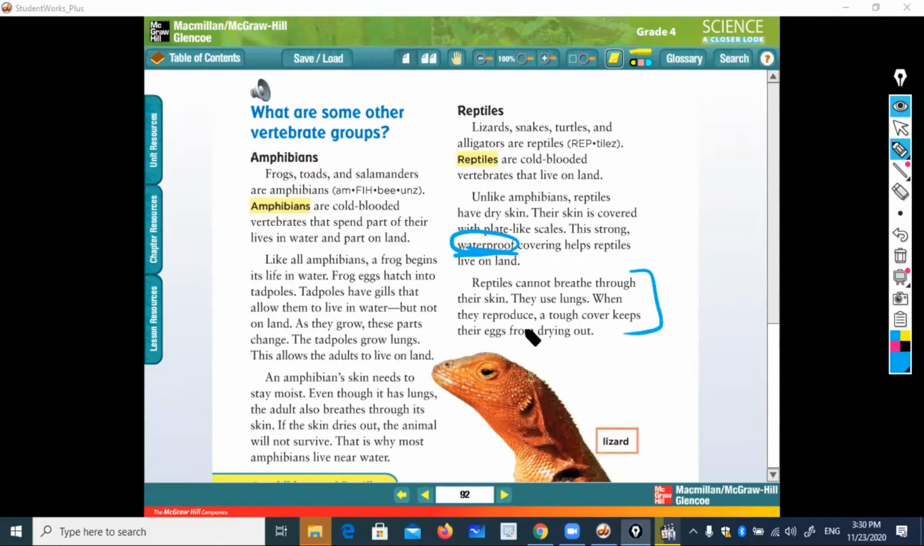Now, I will read the last part because we don't have much time. Now, reptiles... I have a question. I'm sorry, guys, no question now. When I have finished, okay? Because I want to finish quickly.